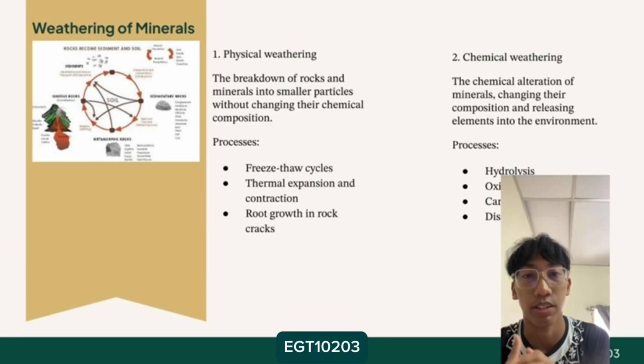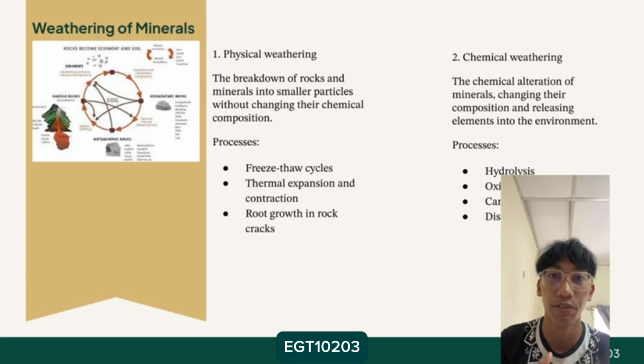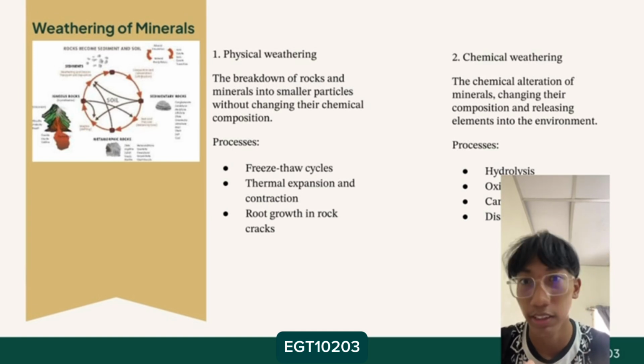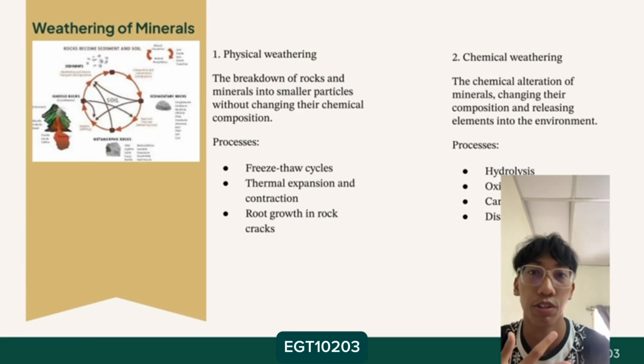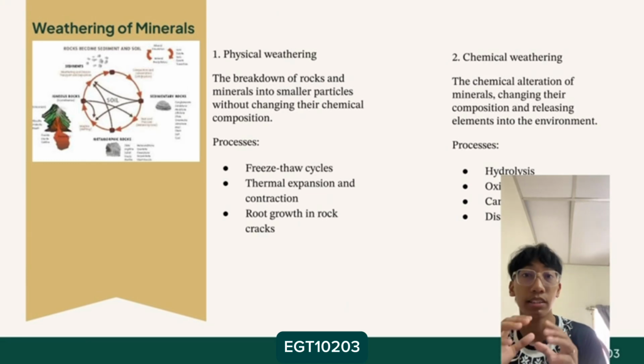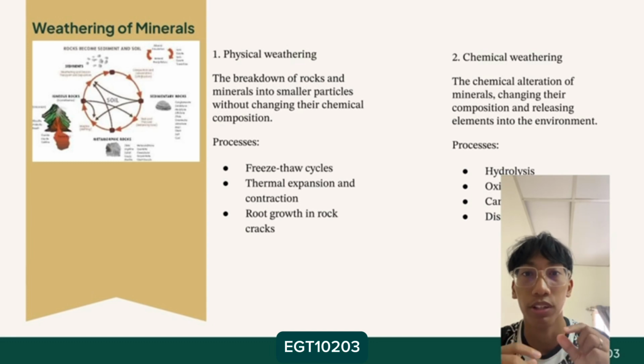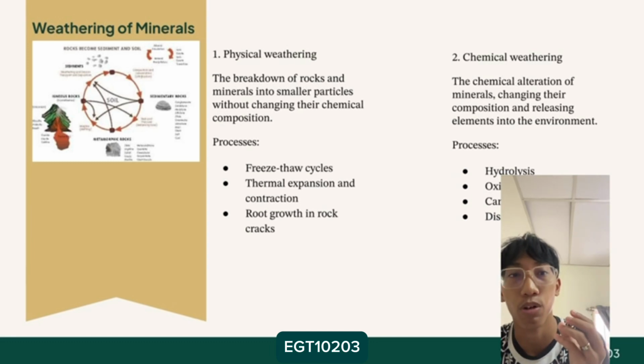How about chemical weathering? In chemical weathering, water and acid dissolve or change a mineral into things like clay, and the processes involved are hydrolysis, oxidation, carbonation, and dissolution. This is how soil is made from rock over time.